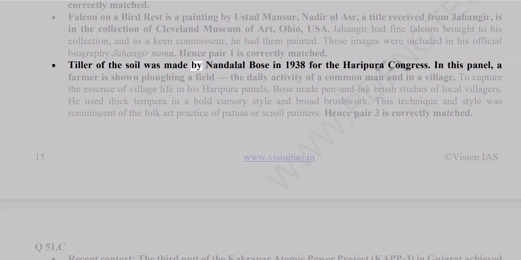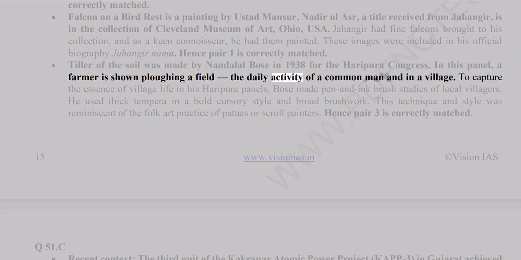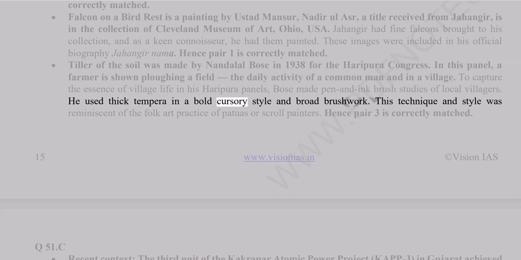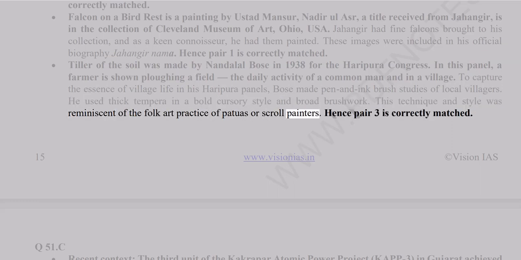Tiller of the Soil was made by Nandalal Bose in 1938 for the Haripura Congress. In this panel, a farmer is shown ploughing a field, the daily activity of a common man in a village. To capture the essence of village life in his Haripura panels, Bose made pen and ink brush studies of local villagers. He used thick tempera in a bold cursory style and broad brushwork. This technique and style was reminiscent of the folk art practice of patchworkers or scroll painters. Hence pair 3 is correctly matched.